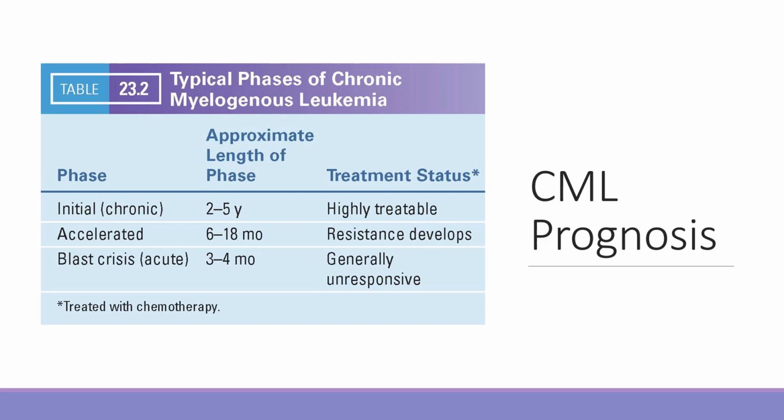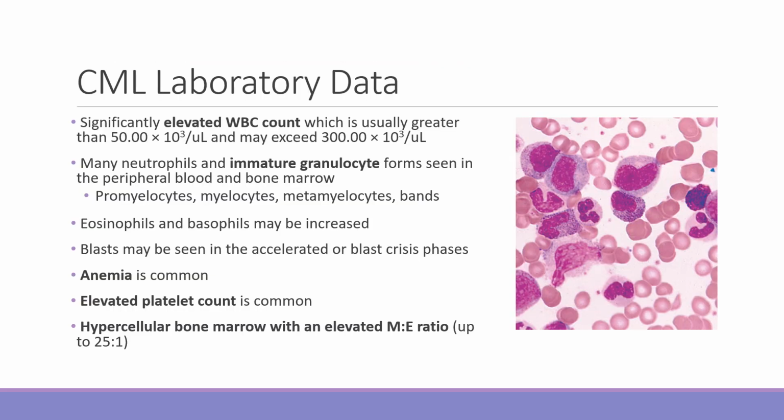So that would be a very poor prognosis, whereas if you were diagnosed in the chronic phase and treated with chemotherapy, you may have a very good prognosis. All right, so let's look at some of the laboratory data that we may find in a patient with CML.